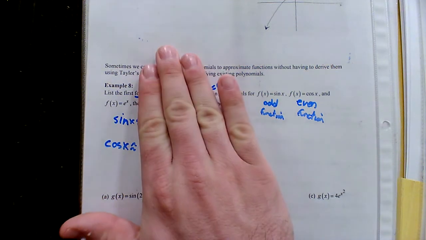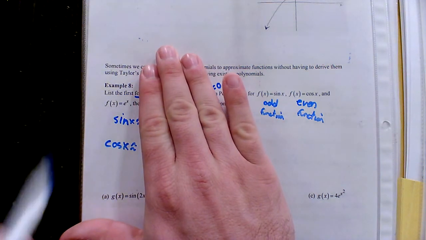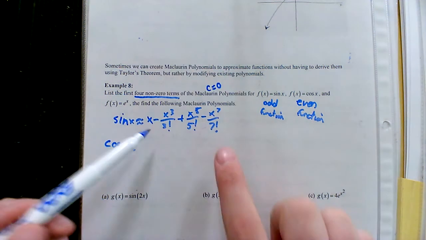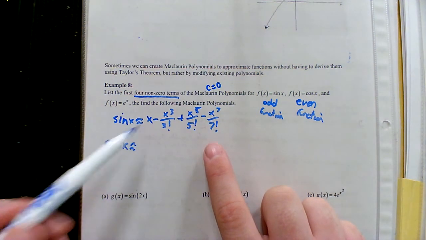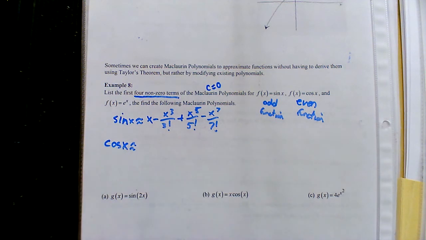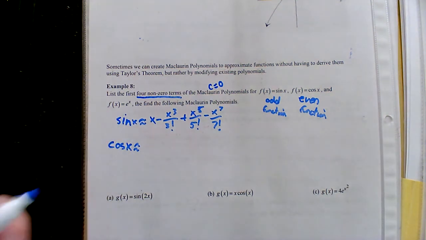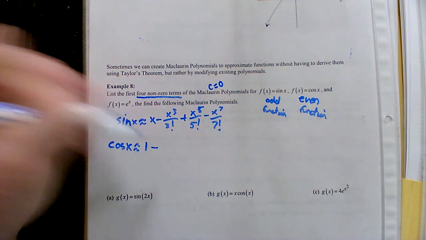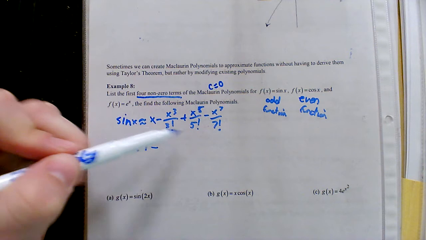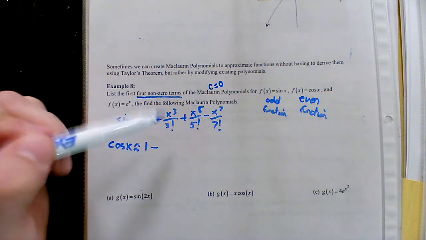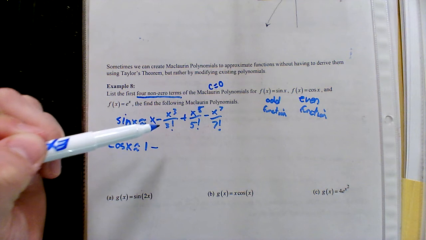If I cover this part up and you just think about sine x and cosine x for a minute, how can you get from sine x to cosine x? Take the derivative. Well, how can we get from a sine x Maclaurin polynomial to cosine x Maclaurin polynomial? Take the derivative. What's the derivative of x? 1. And remember, all these factorials on the bottom are constants, so we need to just take the derivative of our x values. The derivative of x cubed.